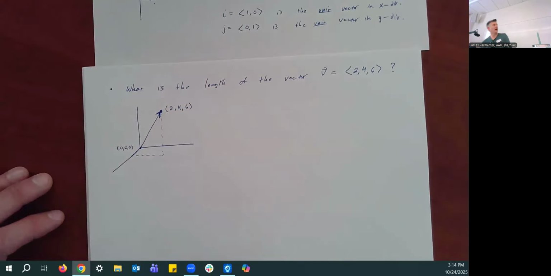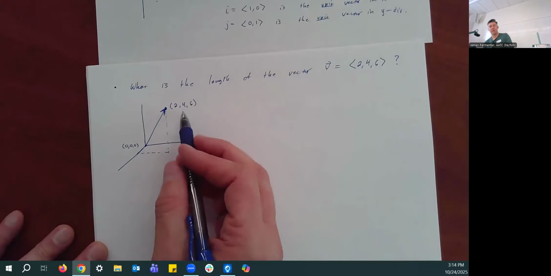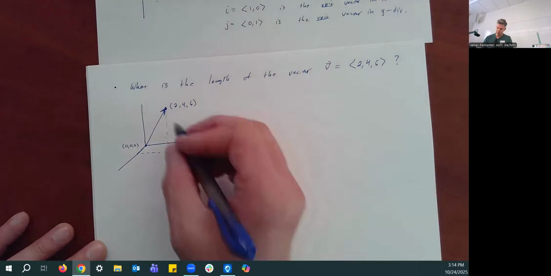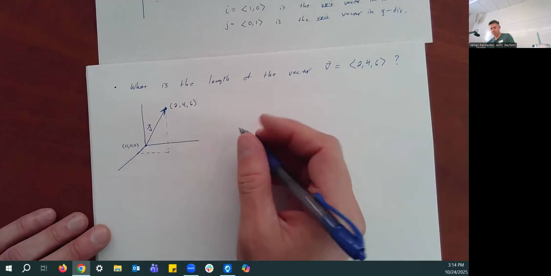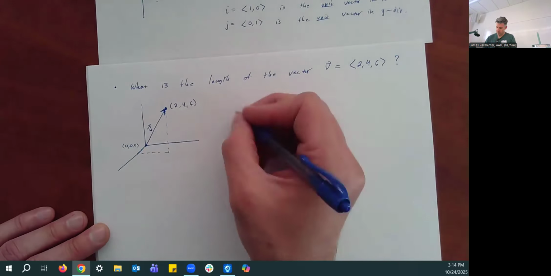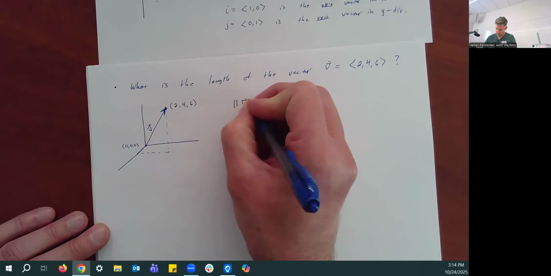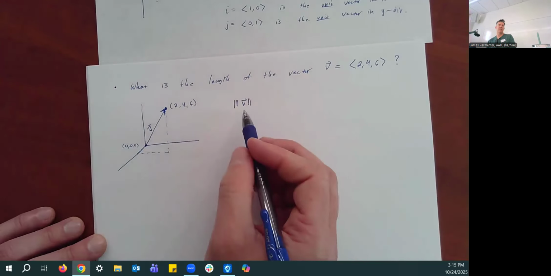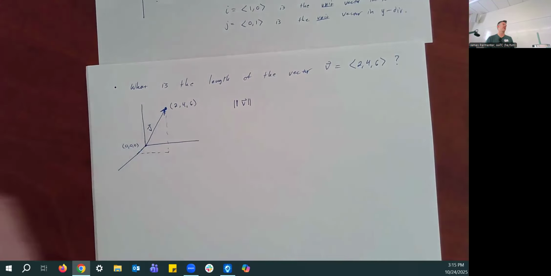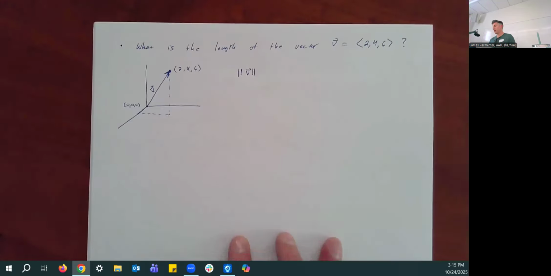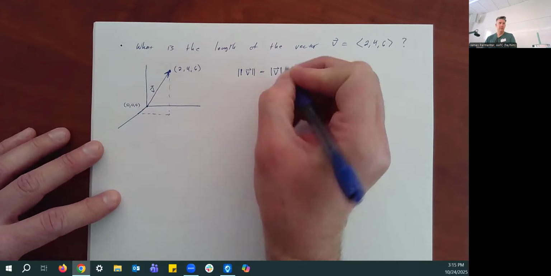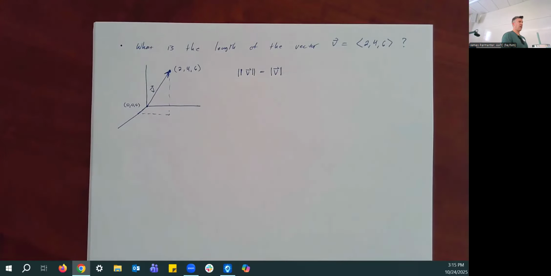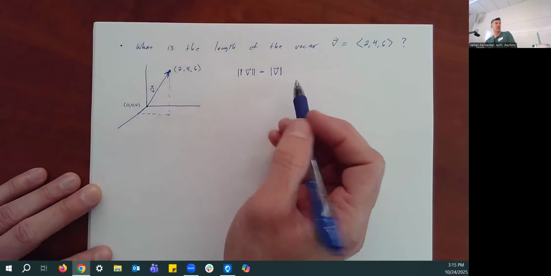I will point out, that's a point using parentheses. That's a vector using brackets. So that point is 2, 4, 6. This vector is the vector bracket 2 comma 4 comma 6. And to find the length, or the magnitude of the vector, some people like to use single absolute value symbols, some people like to use doubles. They're fairly interchangeable. But what you should recognize is that if you see this or this, the fact that it's a vector means you're not taking an absolute value. You're finding its length, its magnitude.